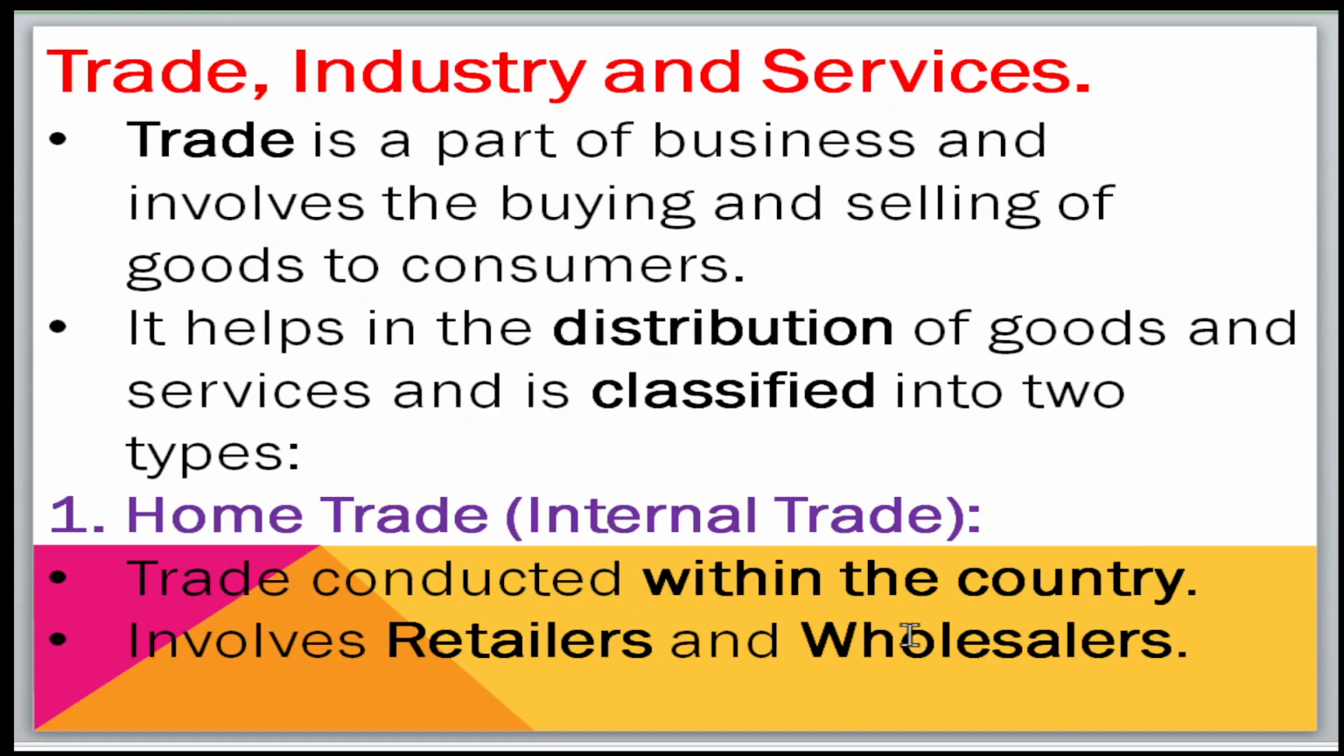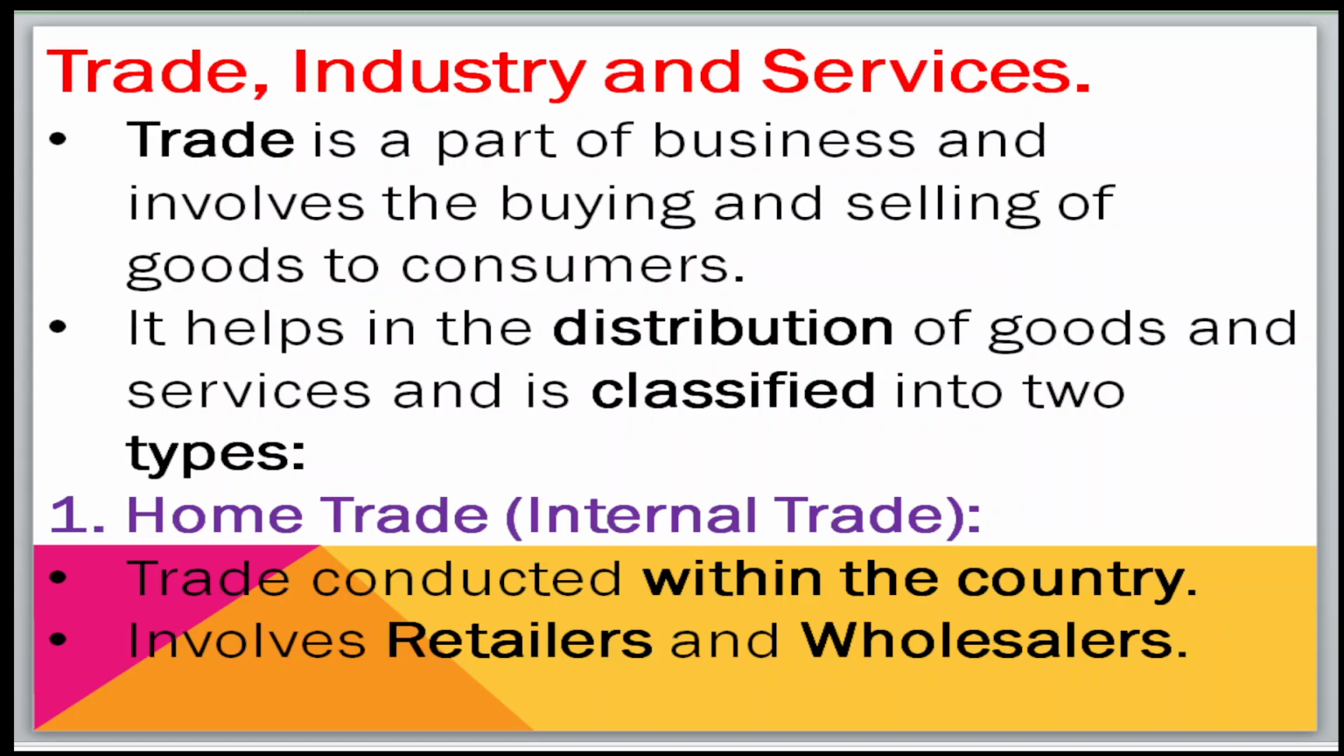Now come to the first one. In business studies we'll come to know about the first, which is trade. Then afterwards we'll come to know about industries, and the last one is services. Trade is a part of business and involves the buying and selling of goods and services. It helps the distribution of goods and services, and it is classified again into two categories. The first one is home trade, or internal trade. What does it mean? Home trade is conducted within the country only, inside the country. It involves retailers and wholesalers.